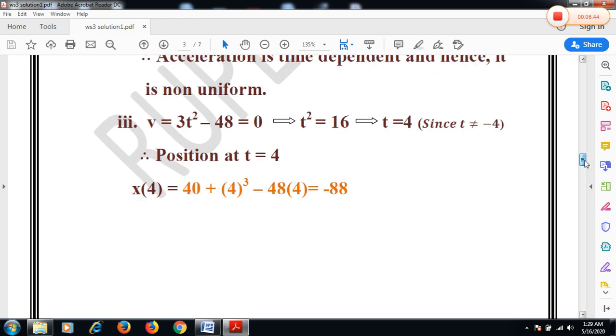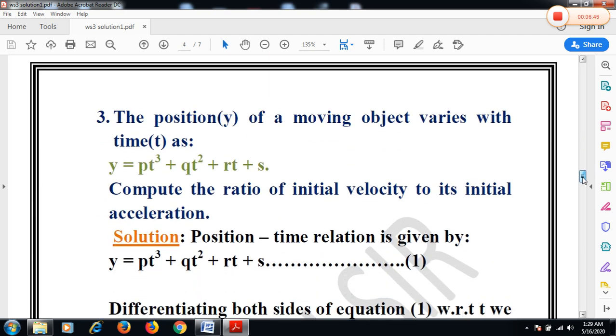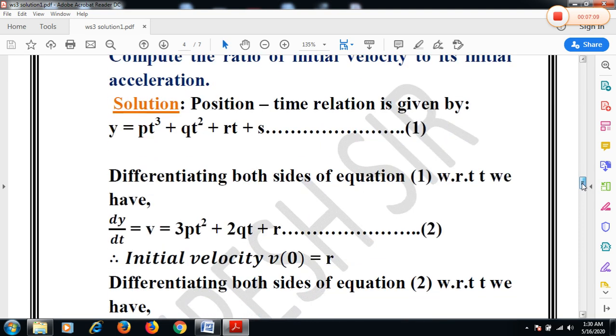So let us move forward to the third problem, which is the position y of a moving object varies with time t as y equals to pt cube plus qt square plus rt plus s. We need to compute the ratio of initial velocity to initial acceleration. Okay. So the solution is as follows. The position time relation is given by y equals to pt cube plus qt square plus rt plus s.